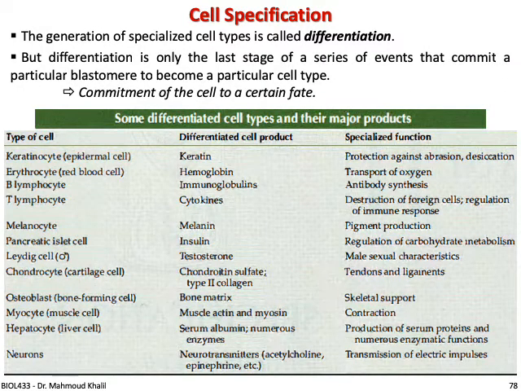We'll talk now about cell specification, a process that happens once gastrulation is forming, and it's the generation of a specialized cell type, and this is also called differentiation. This differentiation is the last stage of a series of events that make the cell committed to a certain fate. And this table is just for knowledge, to know the type of cell, its differentiated product and its specialized function.